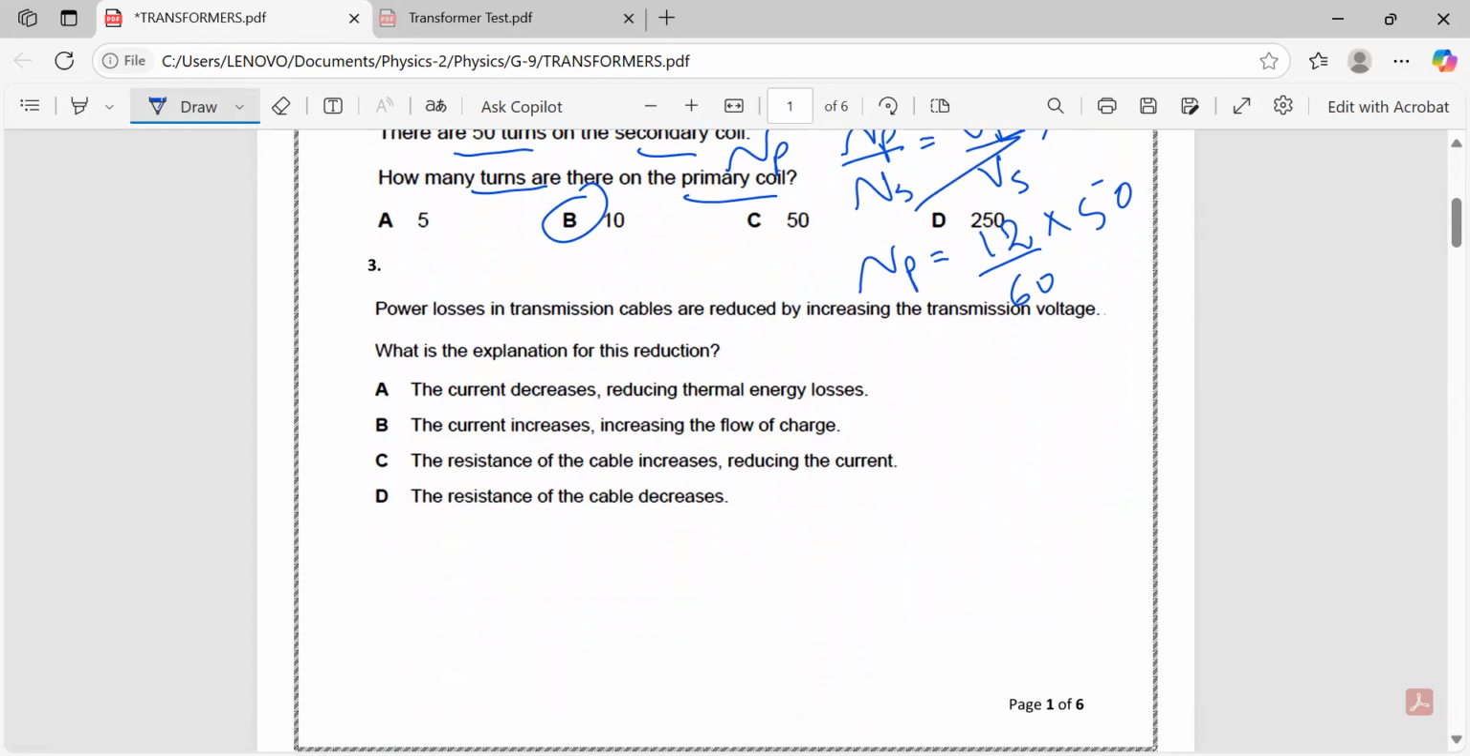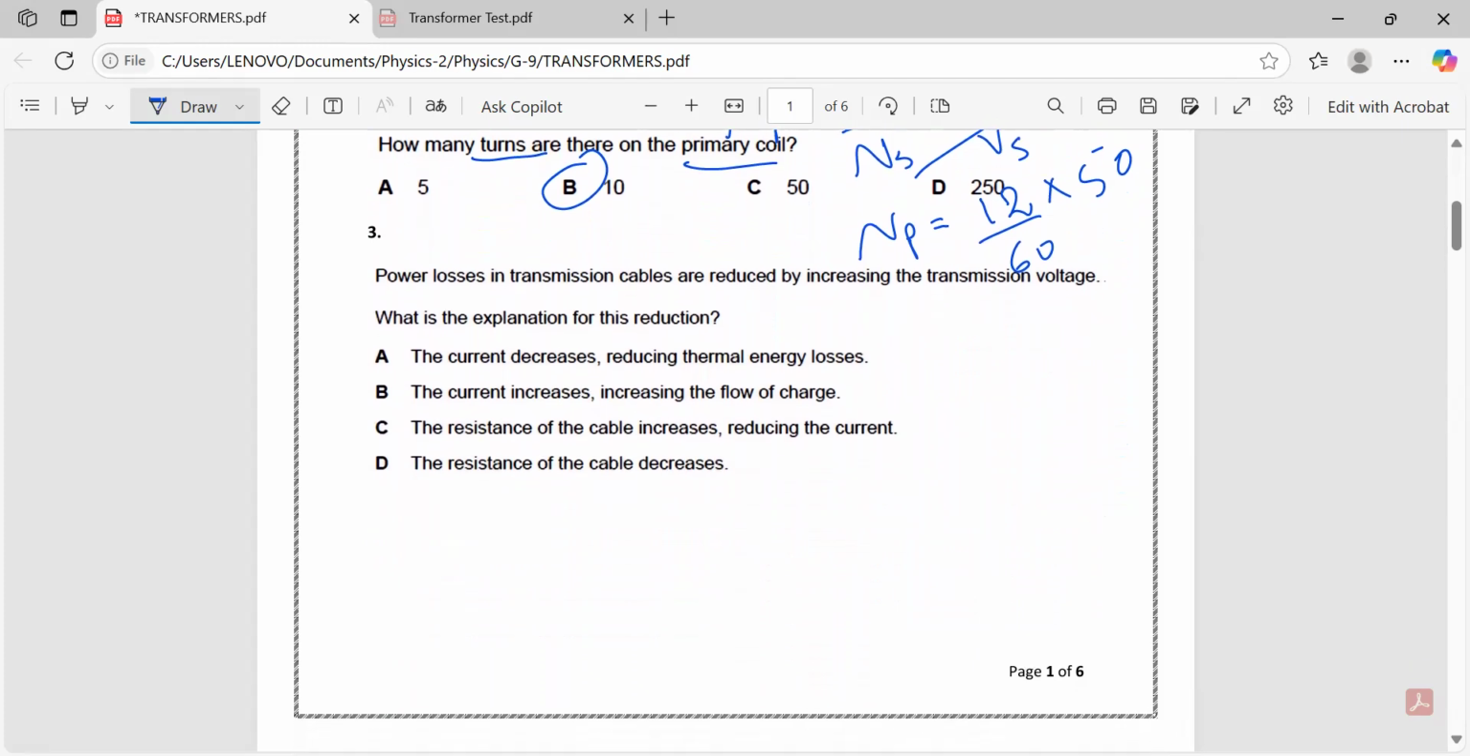Third part: power losses in transmission cables are reduced by increasing the transmission voltage. What is the explanation of this reduction? There are 4 options given here. The best option is that the current decreases, reducing thermal energy loss.